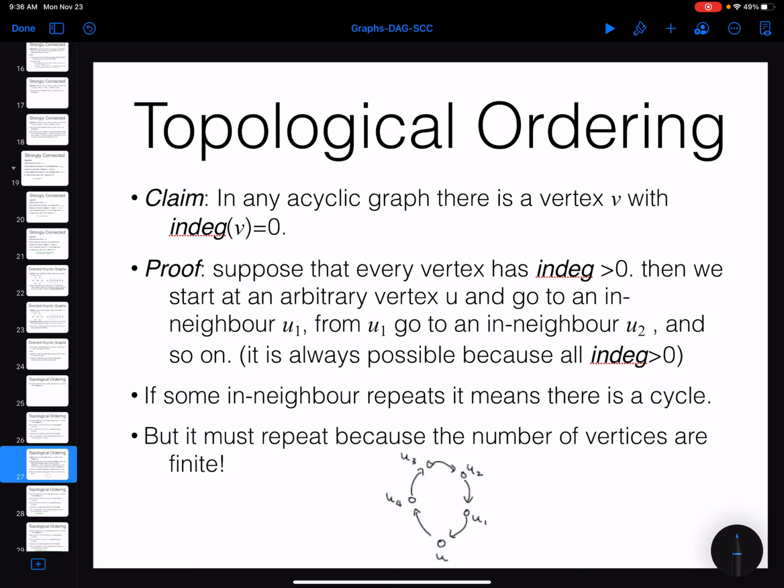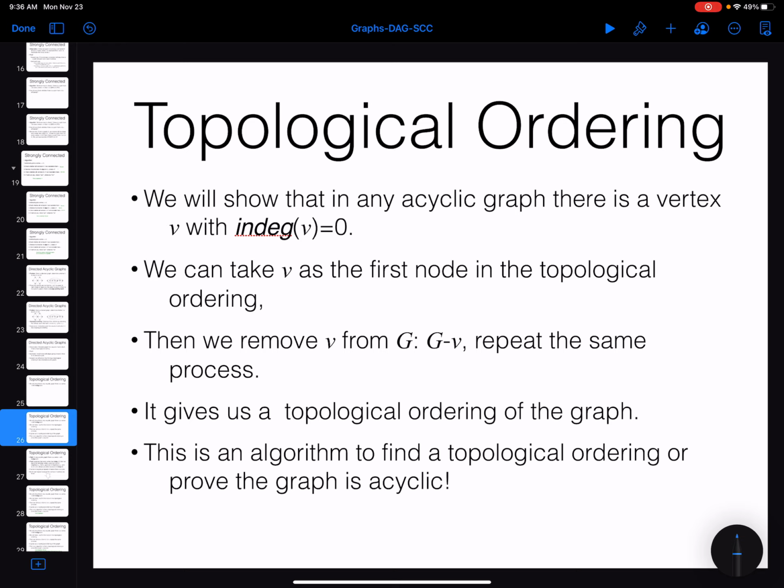Okay, if you find such a node, you can find the topological ordering. How? I can just search for the node which has the in degree 0, put it as the first node in the topological ordering, and remove that node from the graph. The graph is going to be G minus V. You remove the node, you remove all the edges for that node.